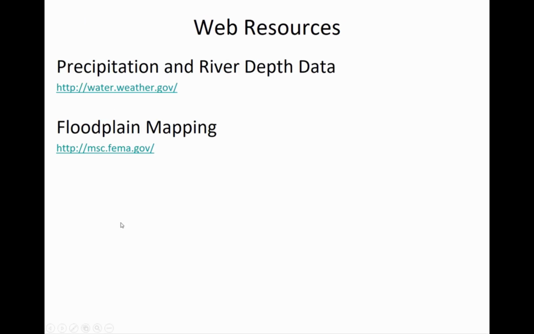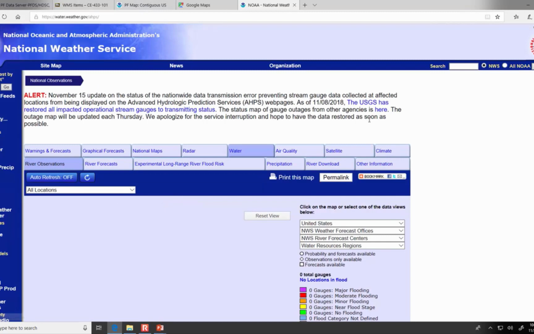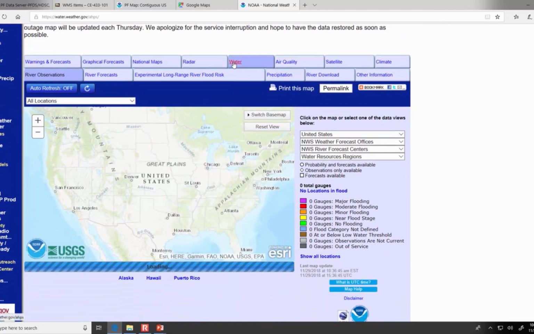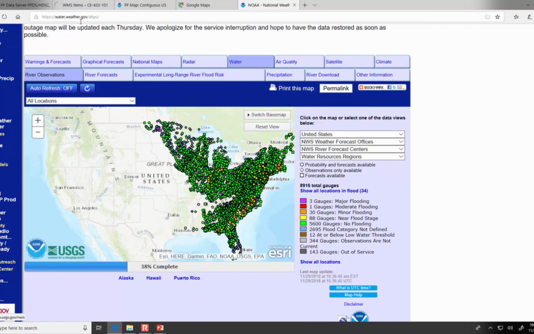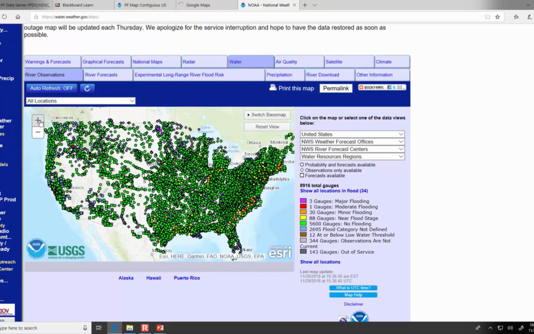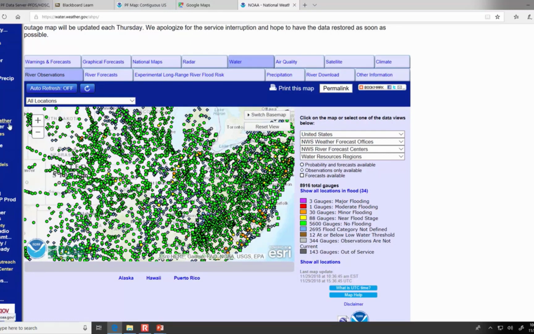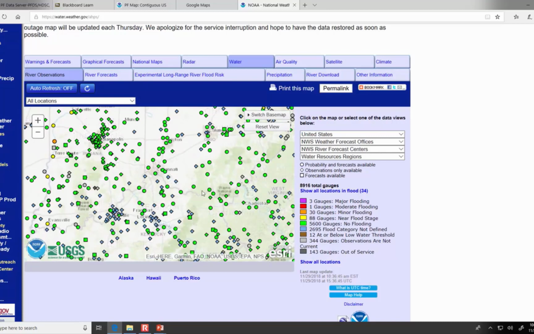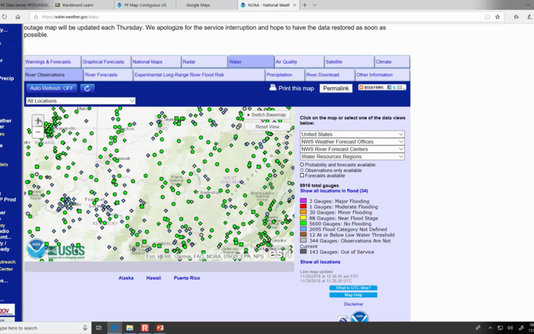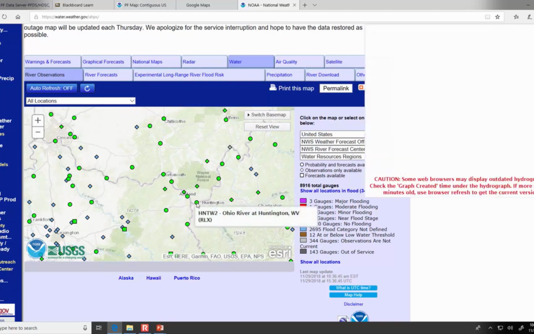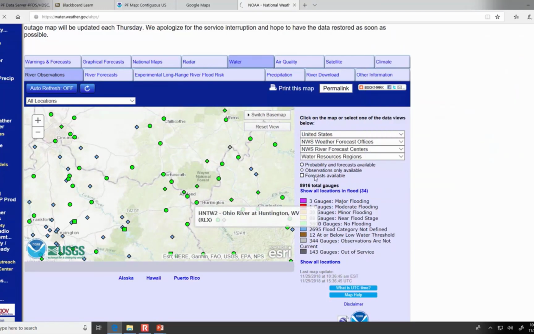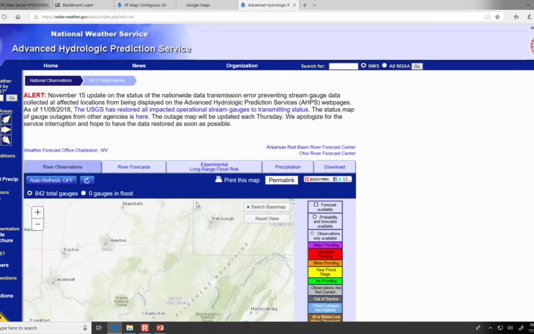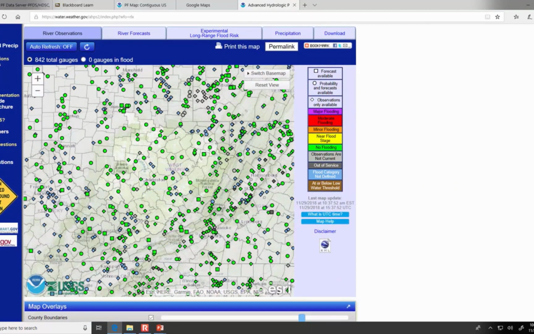Okay, we've got just a couple of minutes, so let's take a quick look at the water.weather.gov website. I wanted to show you that here under the Water tab, it allows you to zoom in, and let's see if we can find the gauging station for the Ohio River at Huntington. Getting close. There it is. When I was hovering on it, it was bringing it up. Let's see if it'll give it to us again.